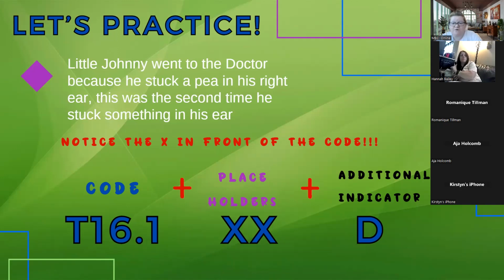Does anybody have any questions about this, about indicators that go at the end, where we got those from? They're not always on the same page as your code. The rule of thumb on those indicators is to follow it back to the beginning of that chapter, or that section.